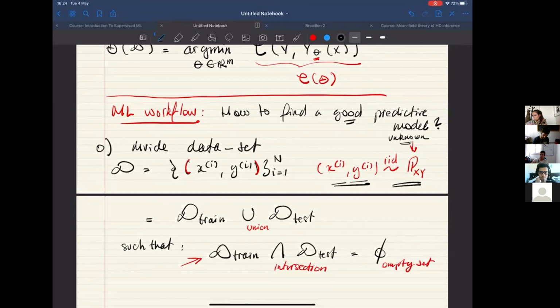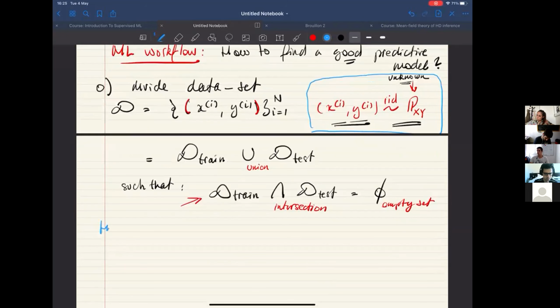So this is really the basic assumption in machine learning. It is always underlying whatever you're doing. You have data which are randomly sampled according to some unknown distribution, and you are trying to find a good predictive model able to capture this unknown distribution. All right, so we have divided our data into training data and test data, such that their union gives you back the whole data, and their intersection is empty. They have no common samples.